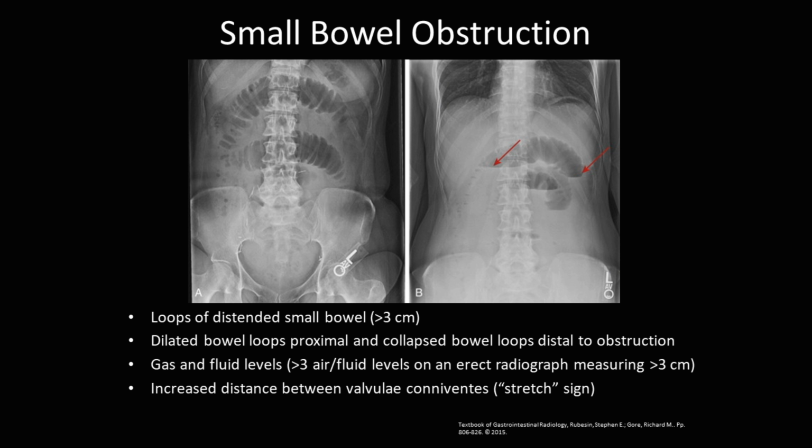We sit the person up and take another abdominal X-ray, and you get gas and air fluid levels. If you have greater than 3 air fluid levels on the erect radiograph, and it's measuring greater than 3 centimeters, you can pretty much assume that you're dealing with a small bowel obstruction. You can also see that there's no gas within the large bowel. And then also, in addition to that, the stretch sign: you look at the valvulae, and they're stretched out farther than they would normally be on a normal abdominal X-ray. So that's called the stretch sign.